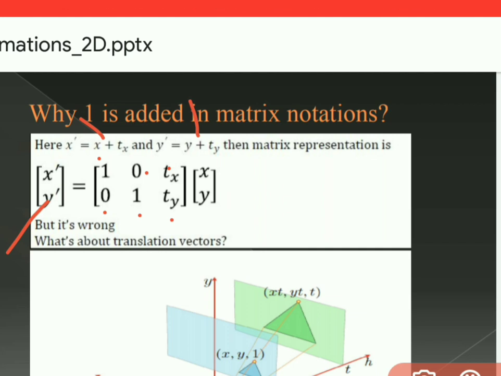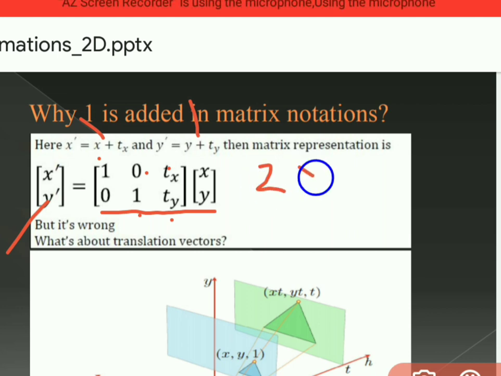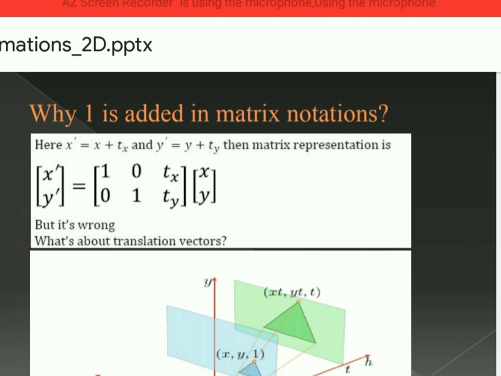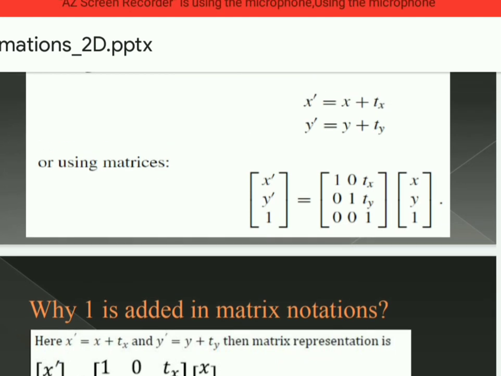Now tell me, is the multiplication of these two matrices possible or not? The multiplication is not possible. Why? Because the order of the first matrix is 2 by 3 and the order of the second matrix is 2 by 1. So according to the multiplication rule, the number of columns of the first matrix is not equal to the number of rows of the second matrix. So that's why multiplication is not possible. Therefore, we add 1 in this matrix notation.